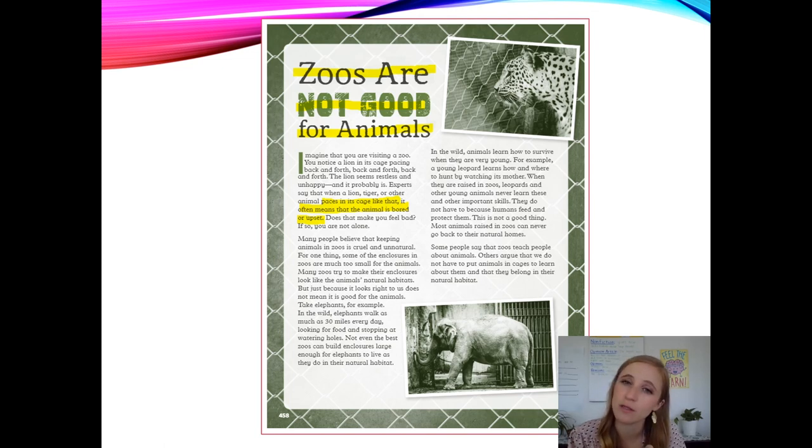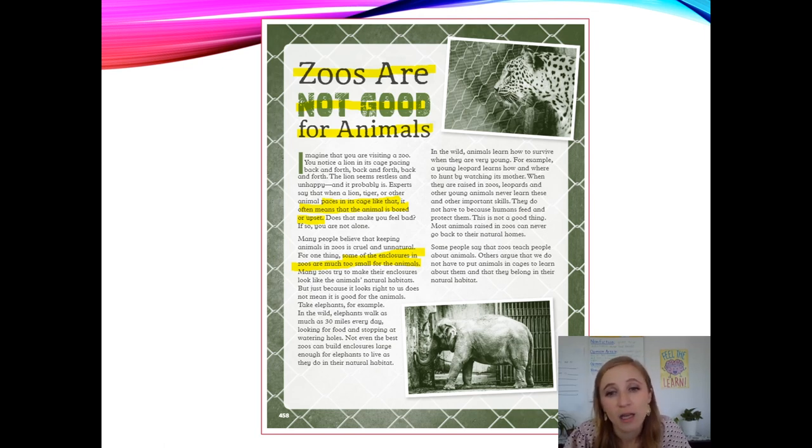What reasons did you notice in that paragraph? I noticed that the author said that some of the enclosures are much too small for the animals. Enclosures being too small and uncomfortable for the animals would be a reason that zoos are not a good place for them. Did you notice any other reasons? Did you underline the same thing? Remember, reasons are things that support the author's opinion. Let's keep reading and see what else we can find.